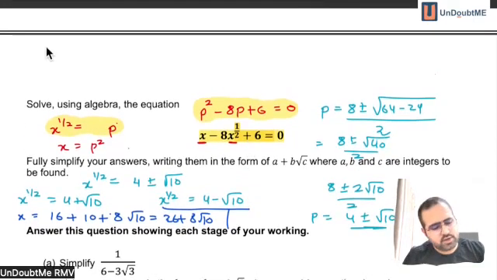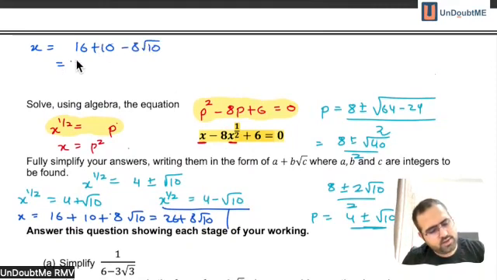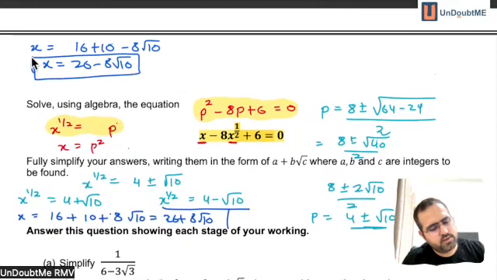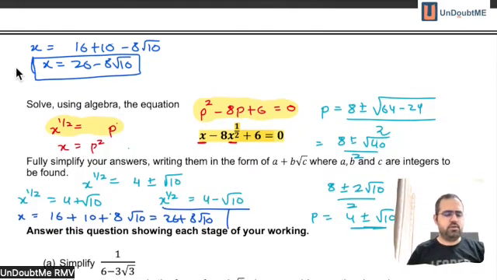I'm just doing it at the top. So when I square on both the sides, it will be x is equal to 16 plus 10 minus 8 root 10. 26 minus 8 root 10. So these are the two values of x. Both of them are possible because they are integral only.